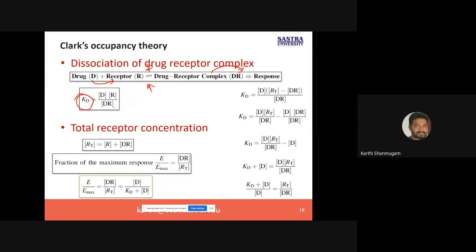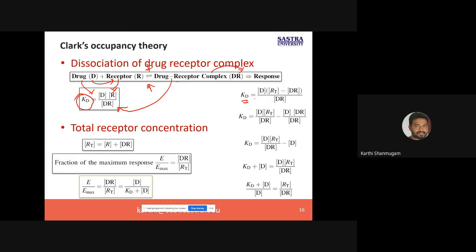Kd is equal to D, the concentration of the drug molecule, times the concentration of the receptor, over the concentration of the drug receptor complex. It's very simple. This is the equilibrium constant expression for the given reaction. Is it understandable? Yes, sir. Now we can write the expression with a slight rearrangement.